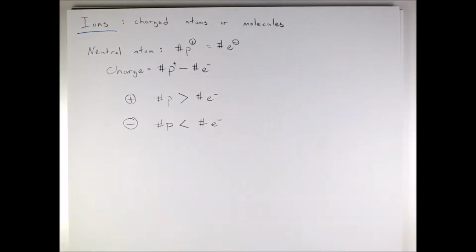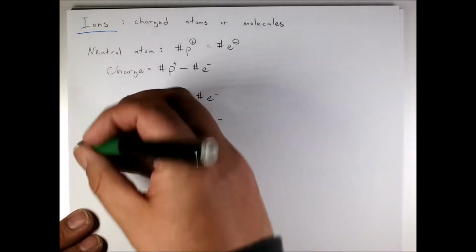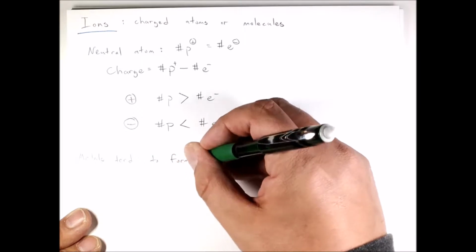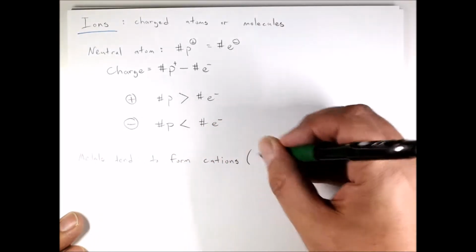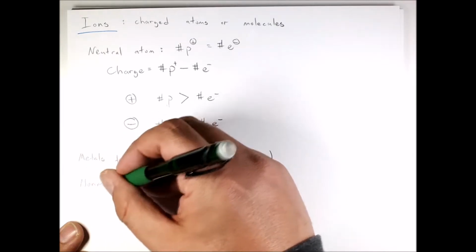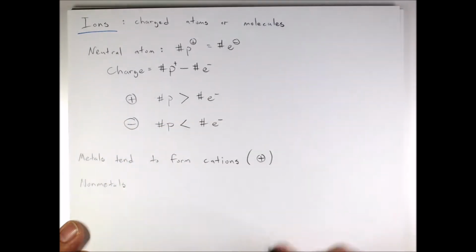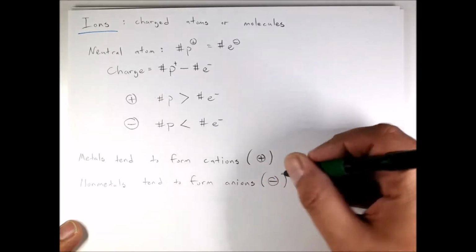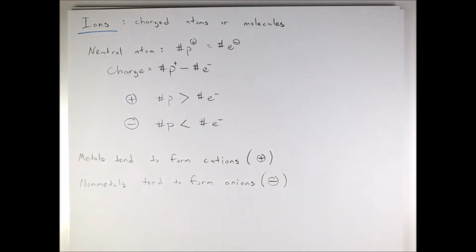It turns out, depending on their position on the table, we can actually use their position to help us estimate, predict what charge they should have. It turns out that metals tend to form cations. That means they are positive. And then nonmetals tend to form anions. And if we're saying the word anion, we mean that it has a negative charge.